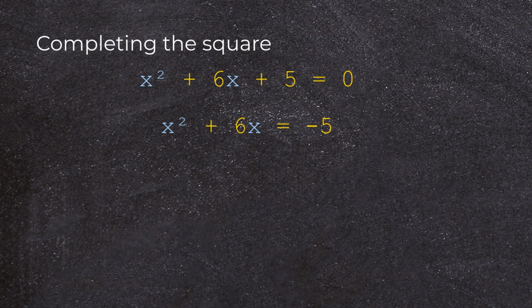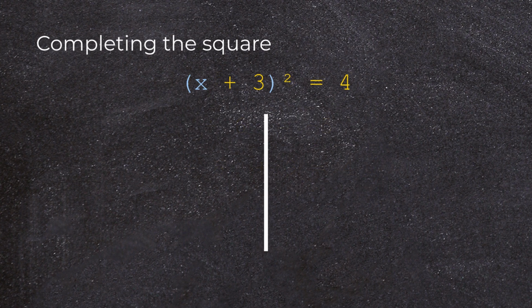Take half of 6, square it: 6 divided by 2, squared equals 9. Add 9 to both sides: (x plus 3) squared equals 4. Taking the square root of both sides, x plus 3 equals plus or minus 2. Final solutions, x equals minus 1 or x equals minus 5.